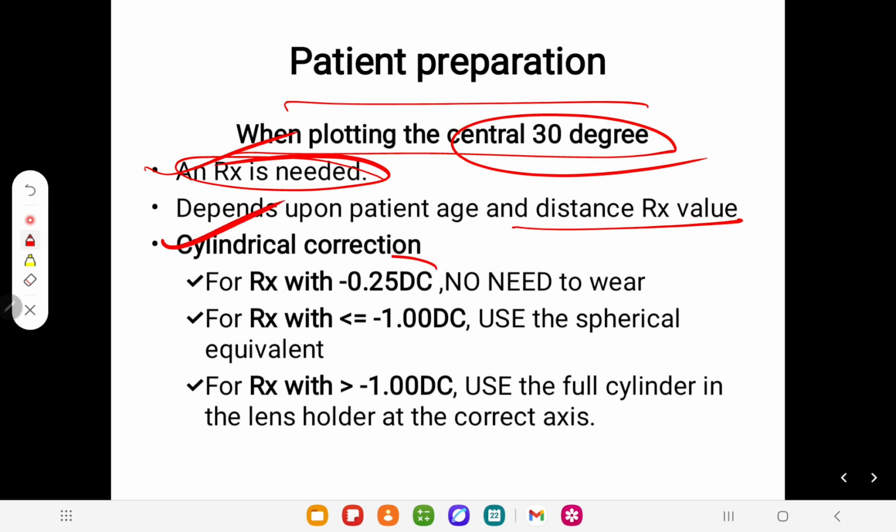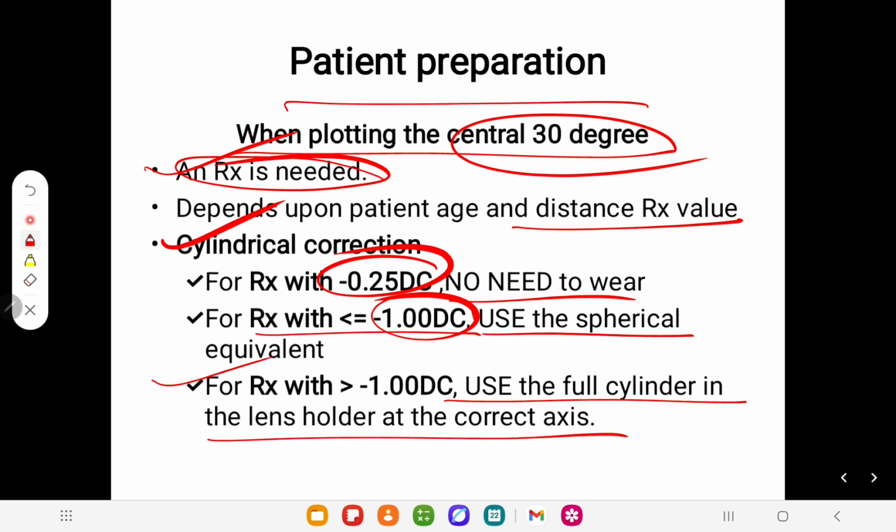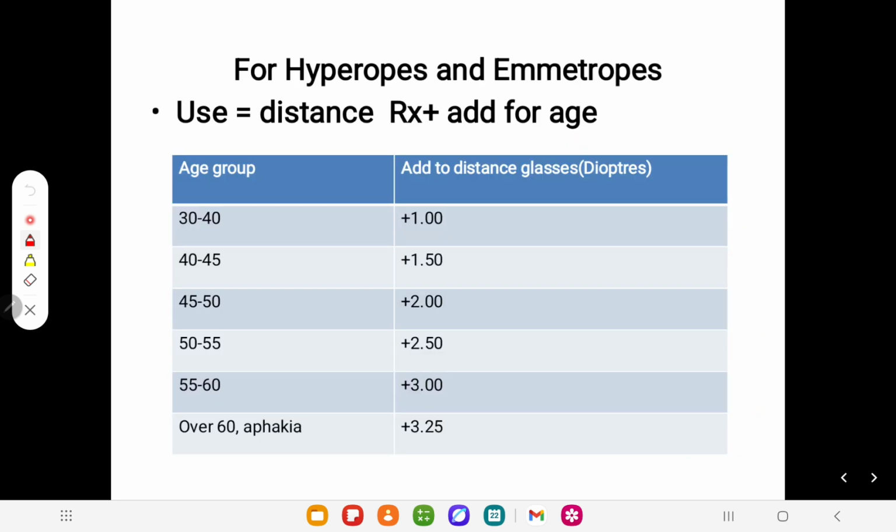So for example, 0.25 cylinder, no need to wear. Rx about one cylinder, spherical equivalent we can do. Rx more than one, the use of the cylinder in the lens holder at the correct axis is recommended. So these are the things that you have to understand about when cylinders should be corrected or not.